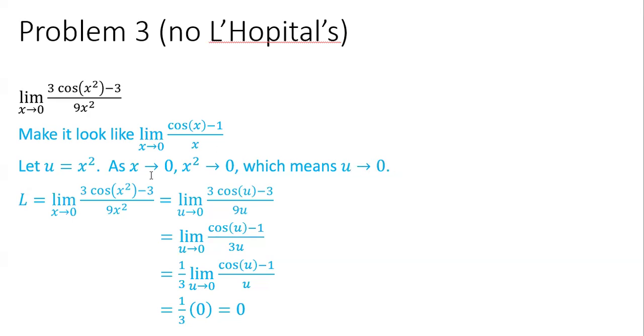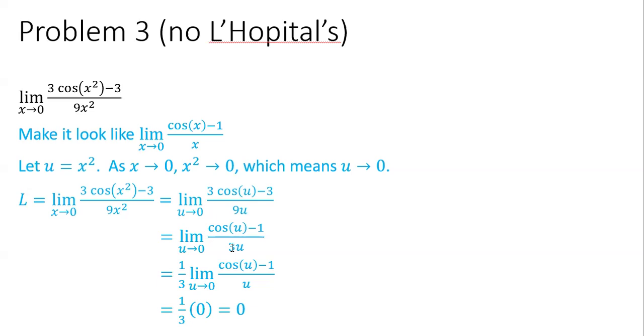So let's rewrite this limit in terms of u. It would be cosine of u, because x squared is u, and this we rewrite as u as well. So what do you do from here? Well, we can simplify the 3 and the 9, dividing by 9 essentially on both these terms. So you just get 3 on the bottom.